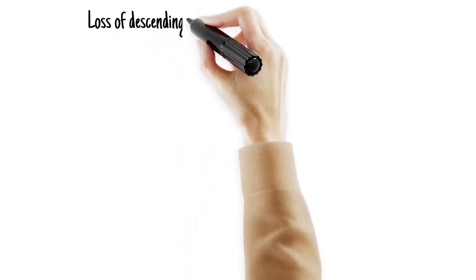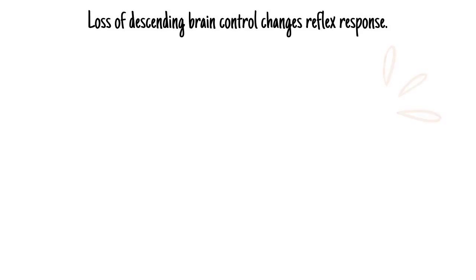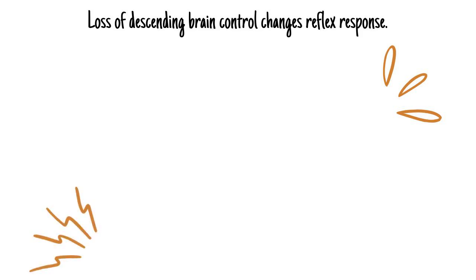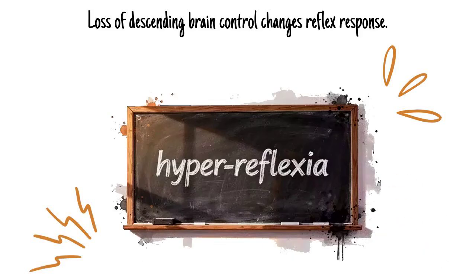This is why upper motor neuron lesions, which remove inhibitory descending control, cause hyperreflexia. The reflex gain is turned up with no brakes applied. Lower motor neuron damage abolishes the reflex entirely because the output pathway is severed.